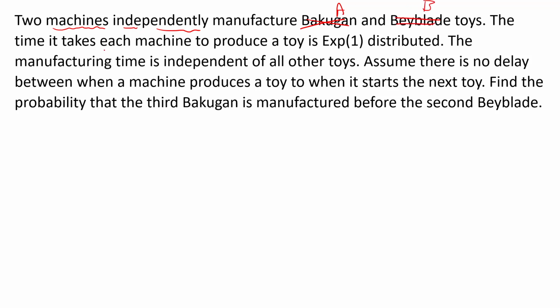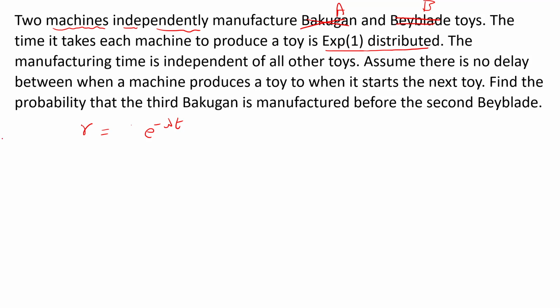The time it takes each machine to produce a toy is exp(1) distributed. So what does that mean? The time it takes to manufacture the toys is given by exp(1). What is the meaning of this? The meaning is very simple: the rate of manufacturing is lambda times an exponential function, and lambda is equal to 1.